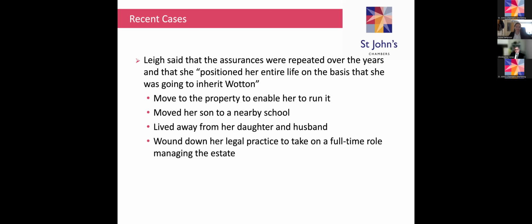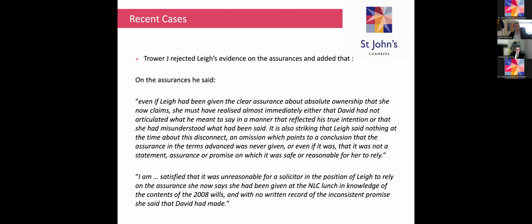Lee said that despite that, assurances were repeated to her on many occasions over the years, and she effectively positioned her life on the basis that she was going to inherit Wootton House. She moved to the property to enable her to run it and its estate. She moved her son to a nearby school. She lived away from her daughter and her husband during the week, and she wound down her legal practice to enable her to take on a full-time role in managing the estate. So that was her detriment.